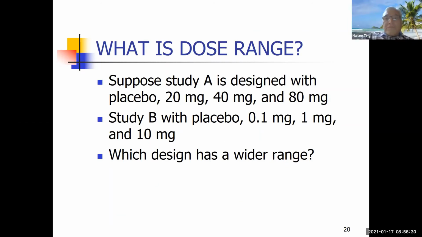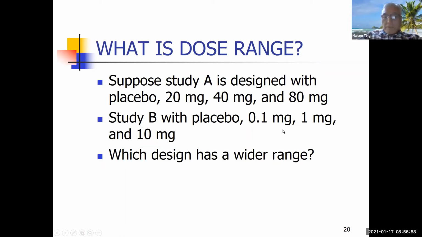So let's first think, what does it mean by dose range? All right, suppose I have two studies. Study A is designed with placebo, 20, 40, 80 milligram. Study B is designed with placebo, 0.1, 1 and 10. So which design has a wider range? All right. Does A have a wider range or does B have a wider range?